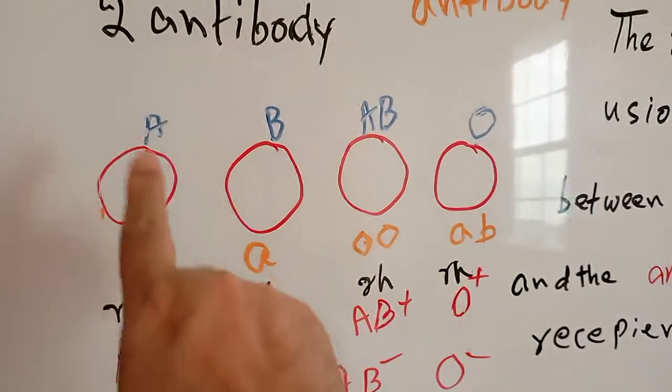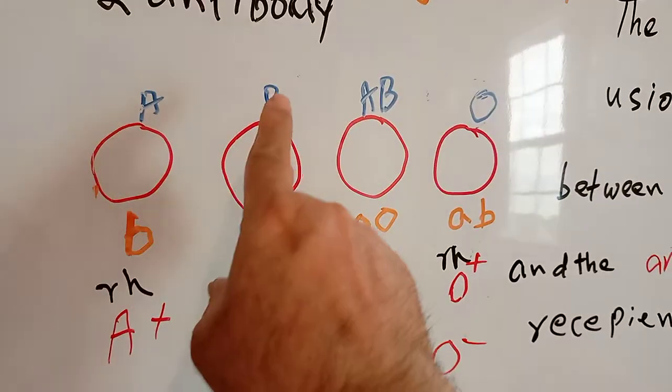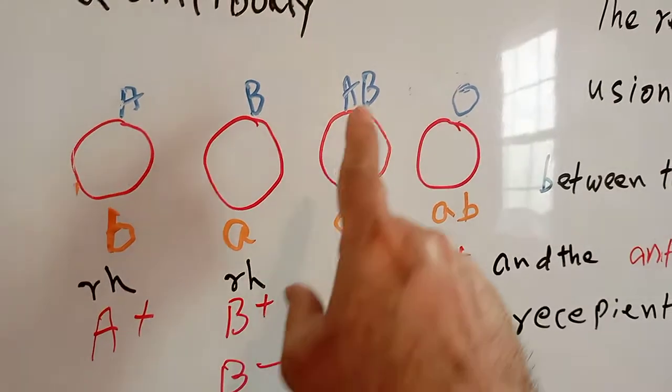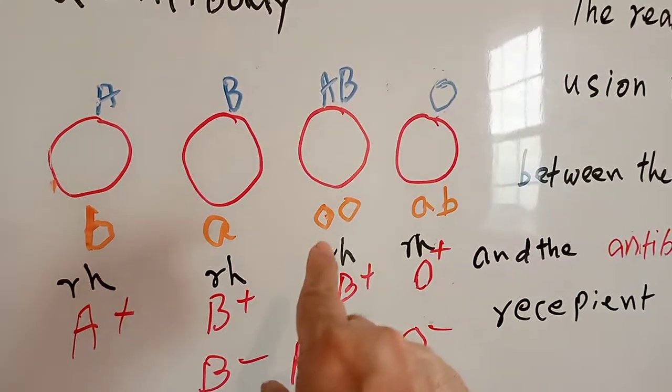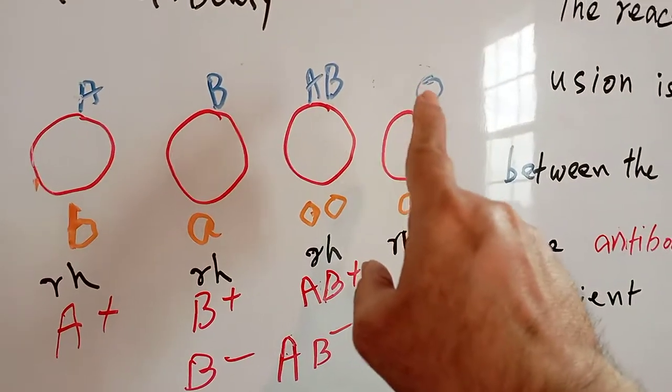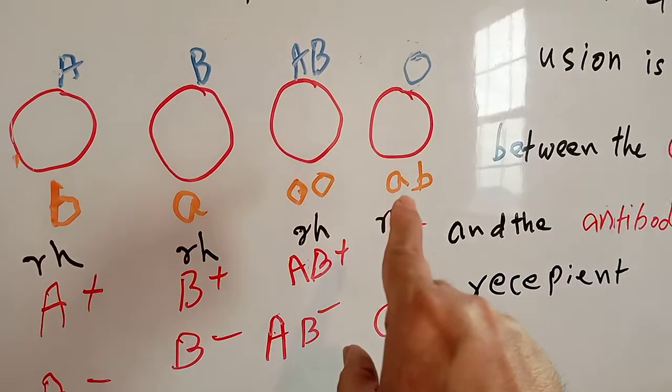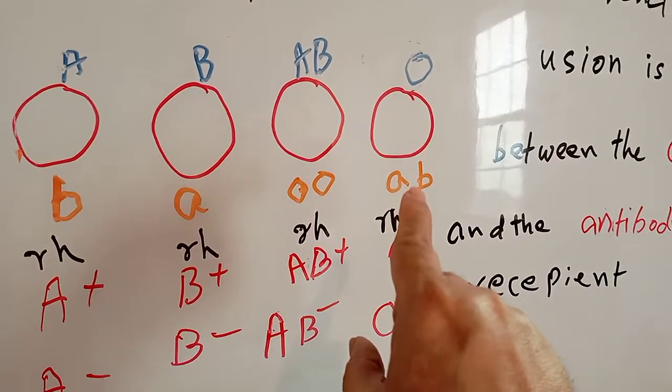Now I repeat again: A antigen, B antibody. B antigen, A antibody. Both the antigen are present, no antibody. Both the antigen are absent, both A, B antibodies are present.